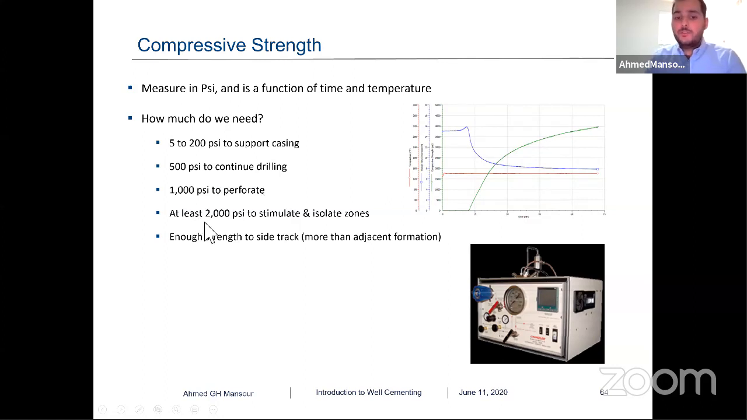Another thing, if they're going to do a frac job, they need to make sure that the cement achieves 2000 psi before they do the frac job. So this is an important result that you should send to the operator company or to the drilling engineer for every single job of cement.